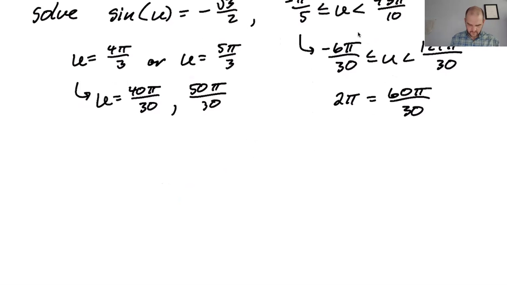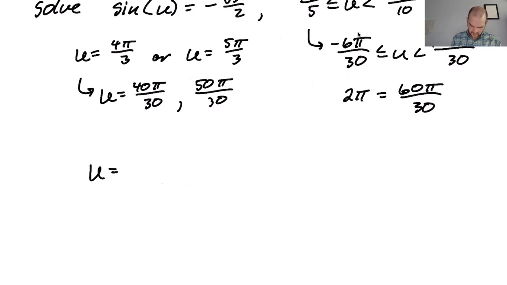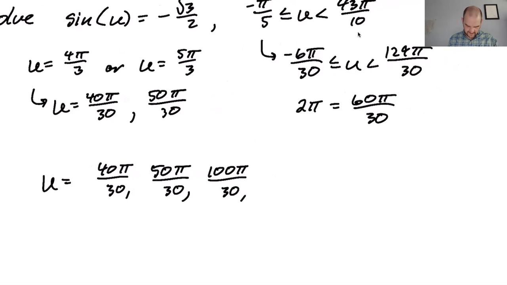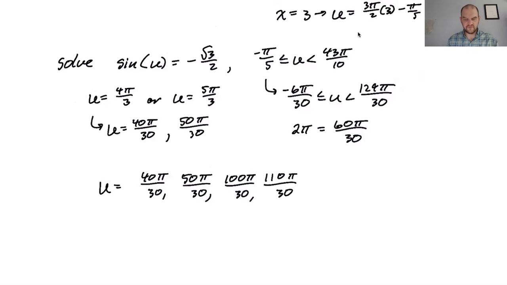So here we go. So u is 40 pi over 30. That's the first. And then the next is 50 pi over 30. And we just keep adding 2 pi. So we're adding 2 pi like every other time. So I'm adding it to 40 this time. So it'll take me to 100 pi over 30. Then I'm going to add it again, and that takes me to 110 pi over 30. Now, if I try to add it again, I'm going to be out of the range because I will have gone too far. So I'm stopping there.